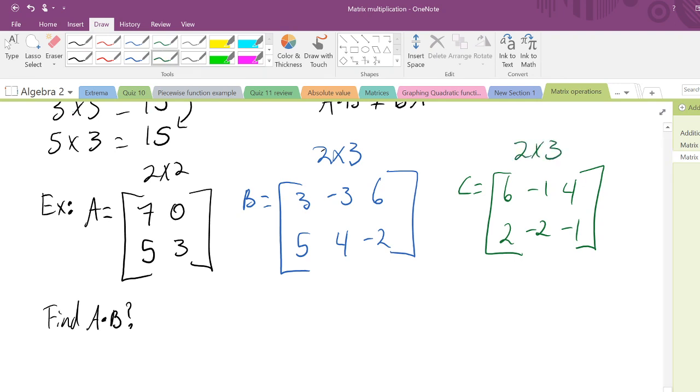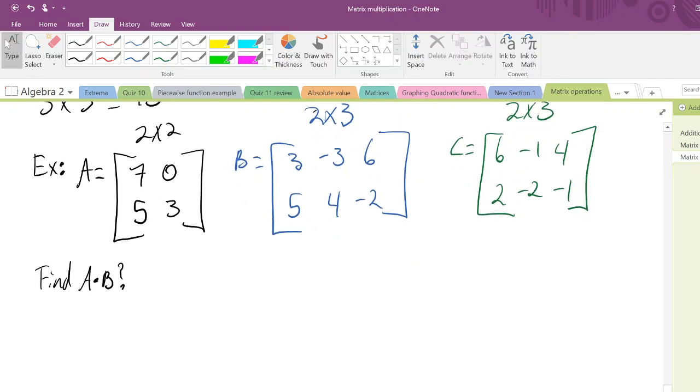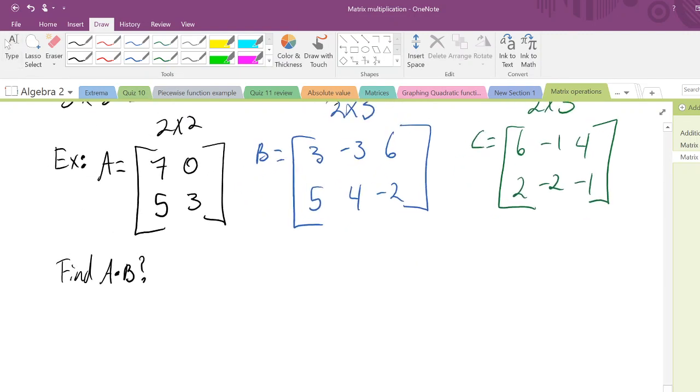Alright, now how am I going to multiply this? Just pay close attention. I'm going to have to grab its row times column. So I write my A: 7, 0, 5, and 3. First off, let's see if these match. I have a 2 by 2 times a 2 by 3. Do the inside numbers match? Yes. So that means I can multiply these two.